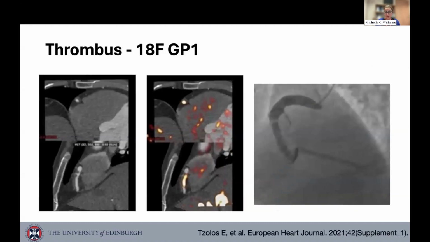We've also got a radiotracer that looks at thrombus. So 18F-GP1 looks at thrombus within the plaque. And this is an example of a patient who had an ST elevation myocardial infarction. You can see the invasive coronary angiogram on the right with the thrombus in situ there. That was aspirated, and the next day they came for a PET CT, which is on the left. You can see on the CT that irregularity in the wall of the coronary artery, that's the thrombus, which lights up beautifully with the GP1 radiotracer.